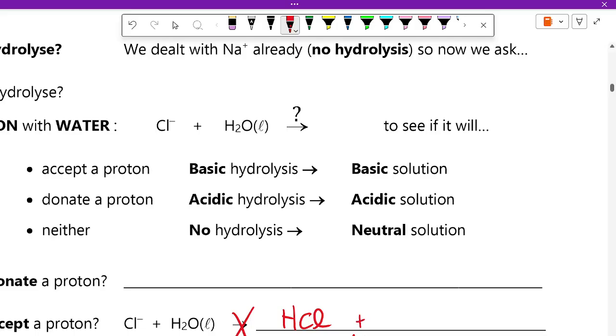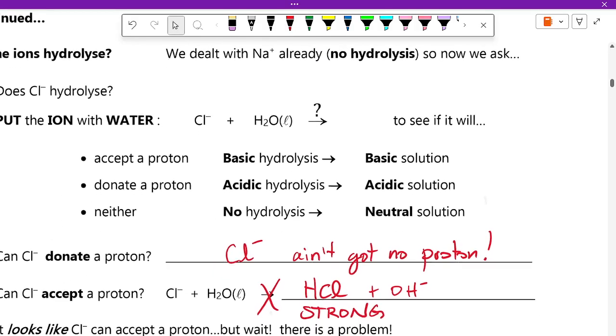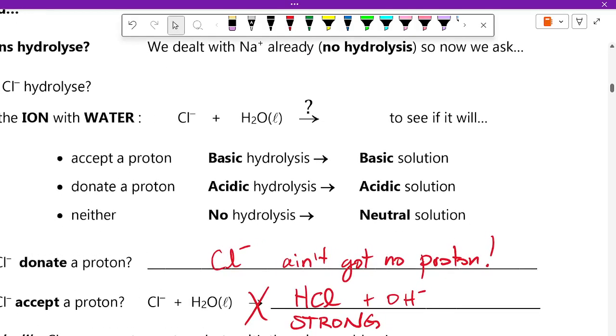Conjugate bases of strong acids will not hydrolyze. Can it donate a proton? Cl- ain't got no proton. So obviously it cannot donate one. So in other words, it has to be no hydrolysis. And if you have no hydrolysis from ion A and no hydrolysis from ion B, the water has just been left alone and you have a neutral solution. Does that make sense? If you haven't made hydroxide, if you haven't made hydronium, the solution is just neutral.